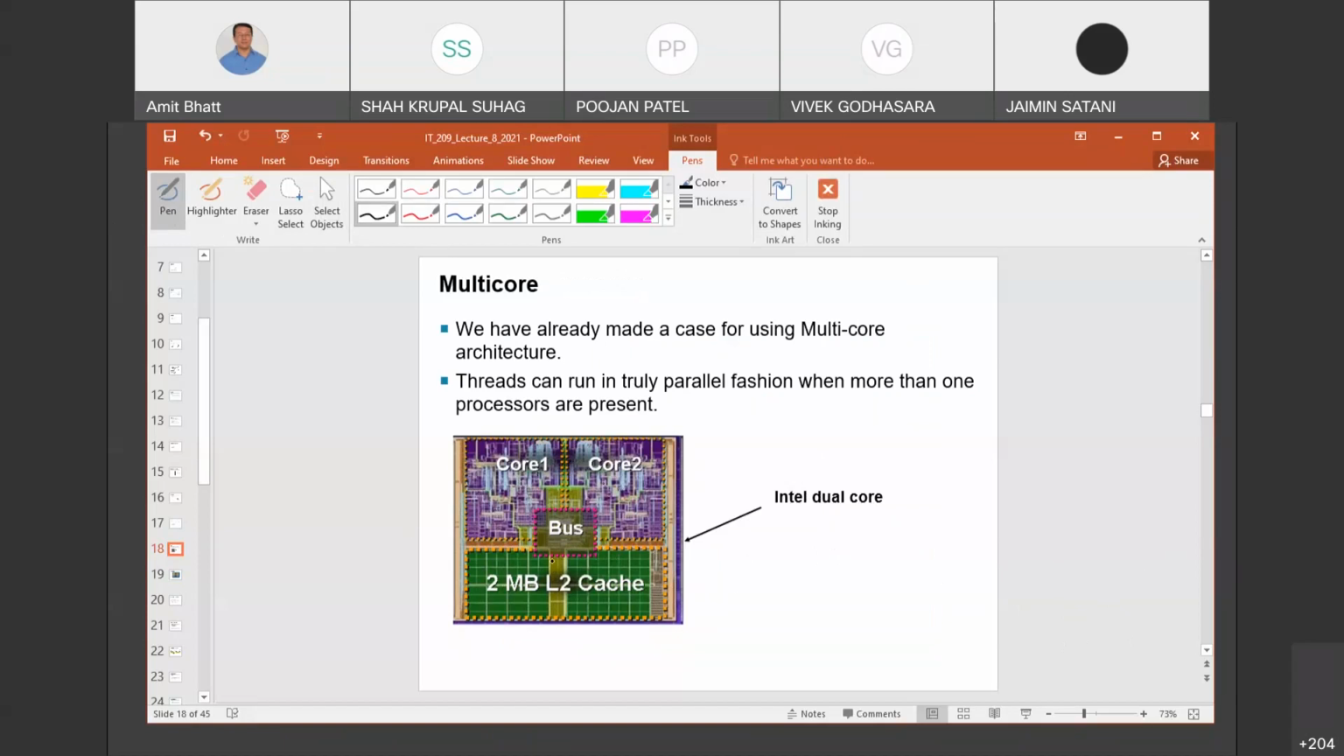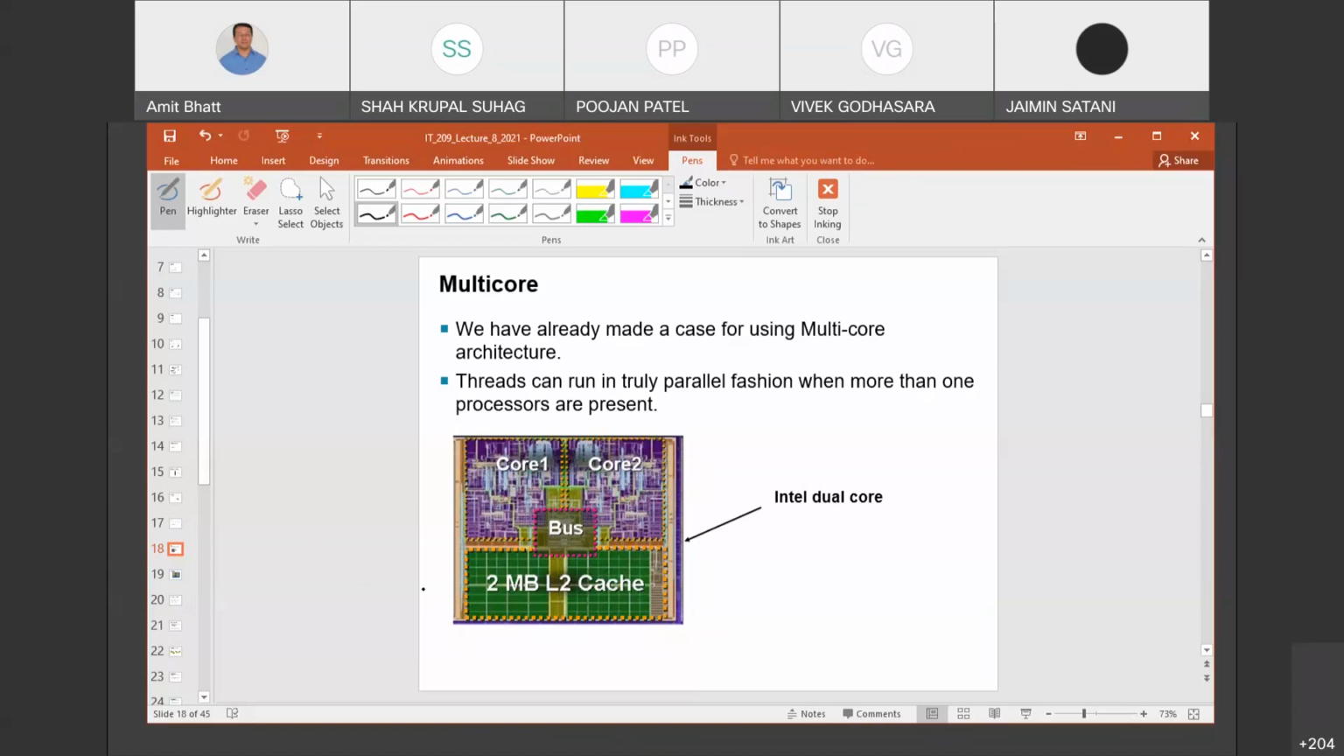Look at the size the L2 caches are taking nowadays. Almost the size of the cache is as big as the size of the core. That means L2 caches are becoming too big, and that means the power dissipation is also taking a lot in L2 cache. You cannot turn a cache off.